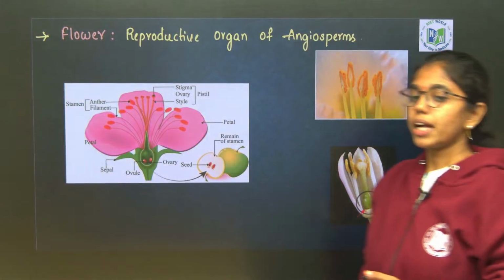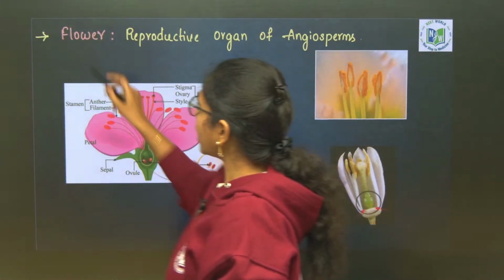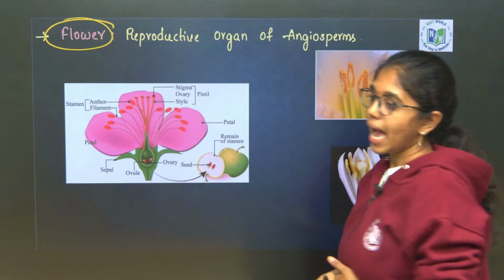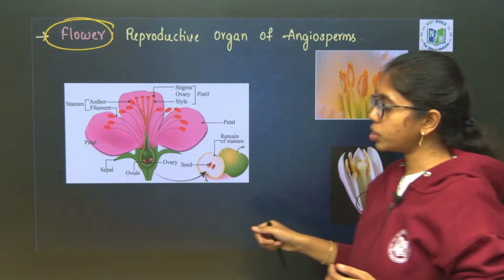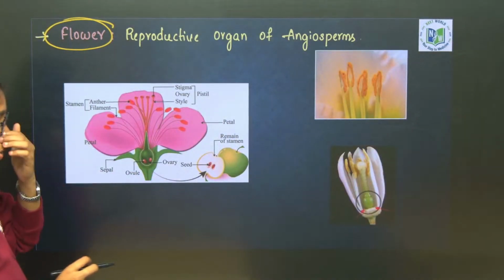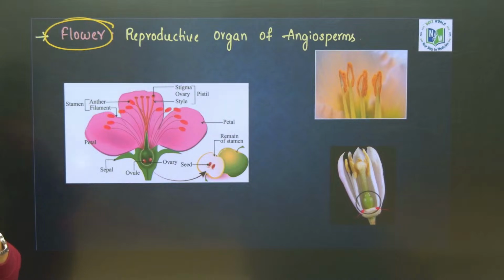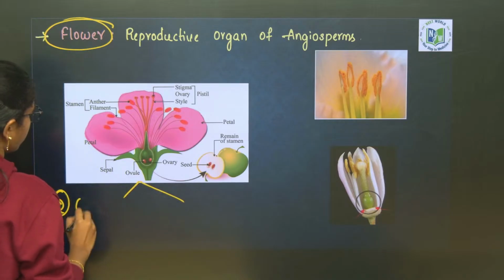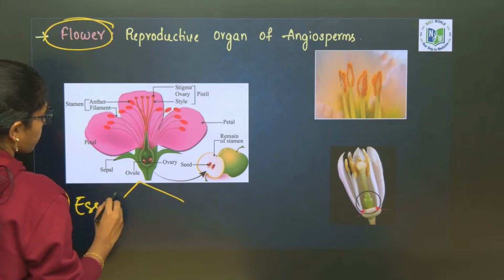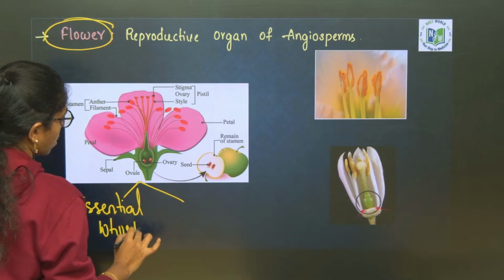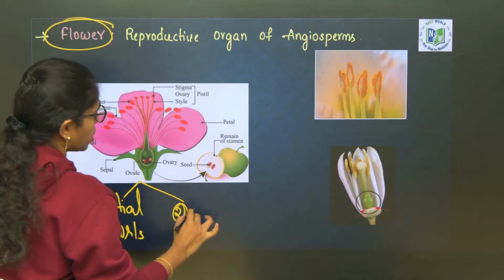Next, reproductive organ. What is the reproductive organ in angiosperms? Flower. This is one of the characteristic features of the angiosperms. So in the flower, there are 2 essential whorls and 2 non-essential whorls, which you clearly learn in the sexual reproduction of flowering plants, 12th standard NCERT. So what are the 2 essential whorls, and the 2 non-essential whorls?